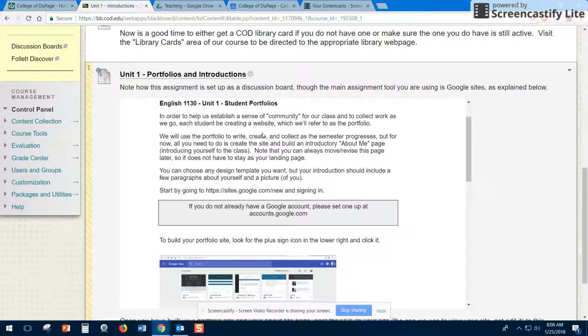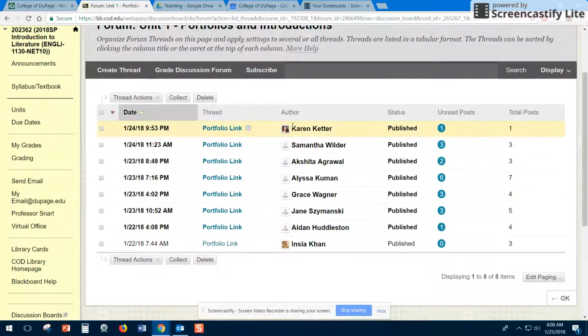Again, our first unit was really just an introduction opportunity, building your portfolio site that we'll use throughout the term, and building an About Me page. If I look at our discussion board, lots of people have posted their link, and you can see by the number of posts that a few folks have done all the replies already, or even more than the required replies.